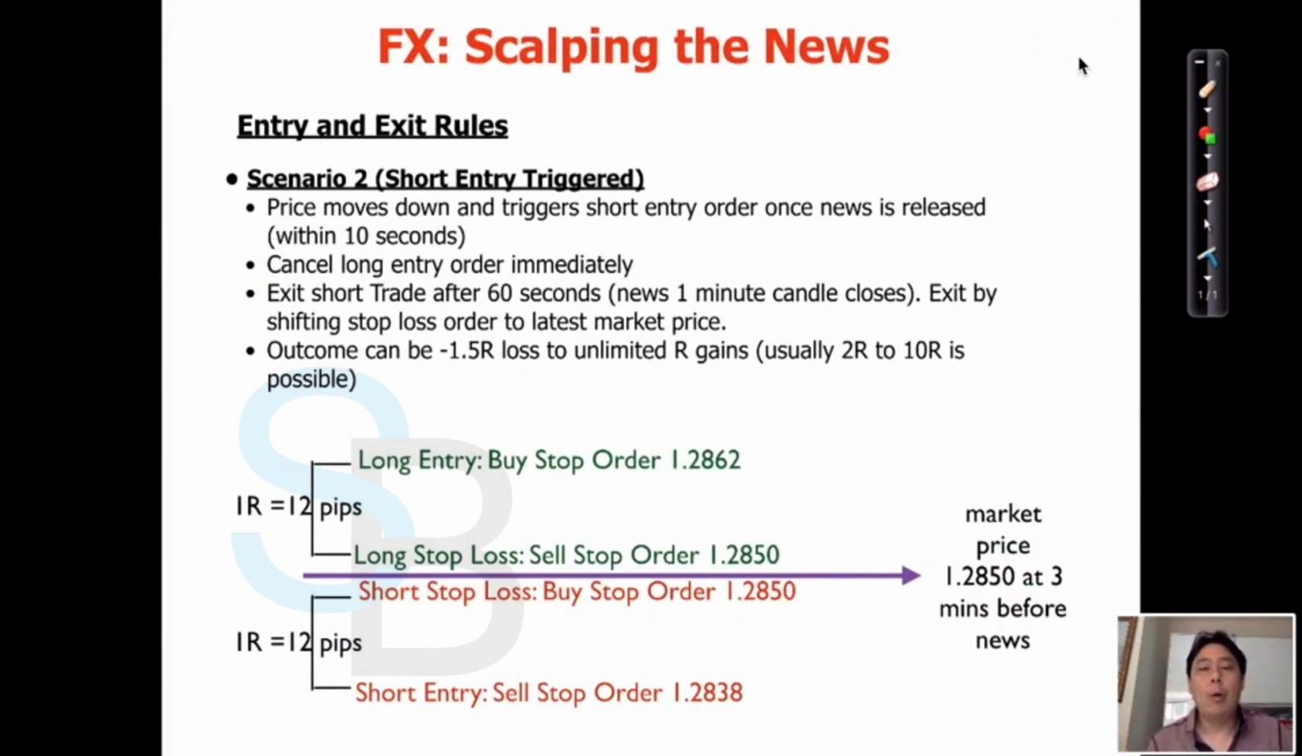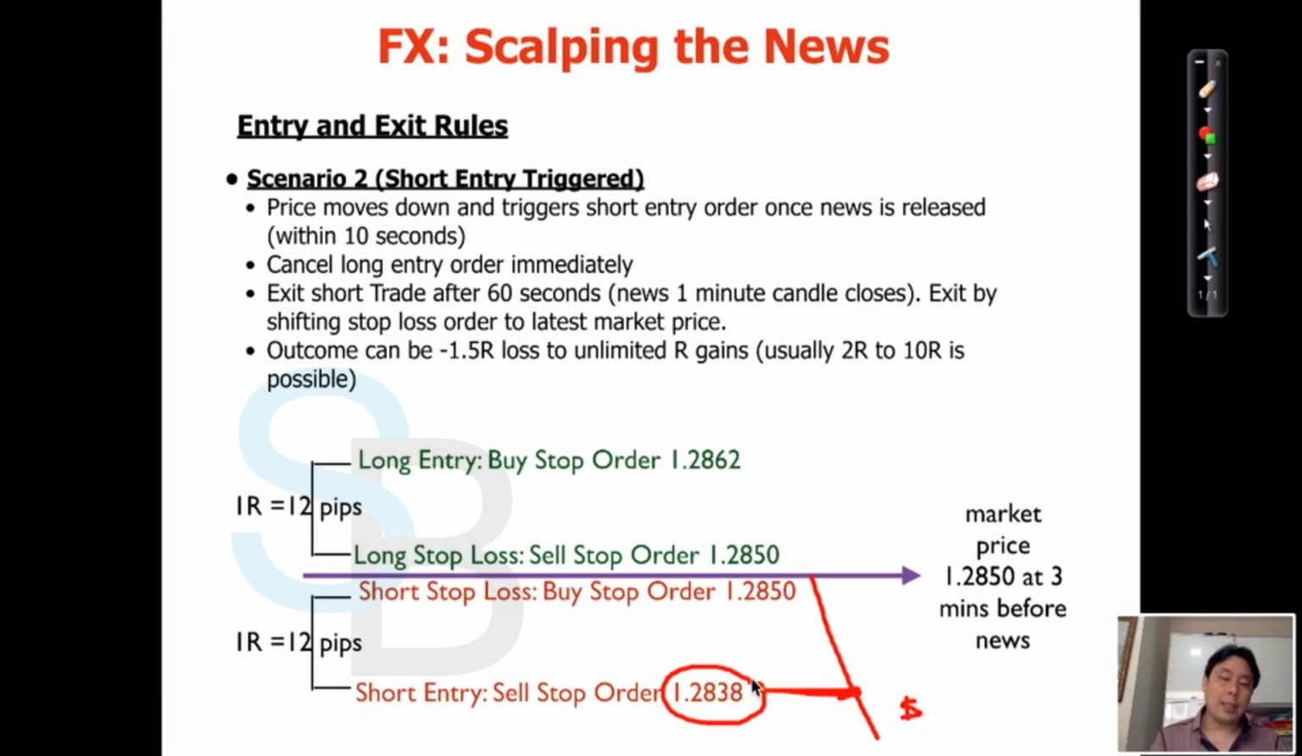So in this scenario, when the news is released, the price falls rapidly and triggers our short order. So let's take a look. All right, so price moves down, triggers our short entry order immediately once the news is released. Again, within 10 seconds. If it's more than 10 seconds, cancel both orders. All right. So what happens in this case? The news is released here. The price goes down really fast and triggers the sell order at 2838. All right. So we have gone short at 2838, and once you sell at a price, as it goes down, again, you're making money.